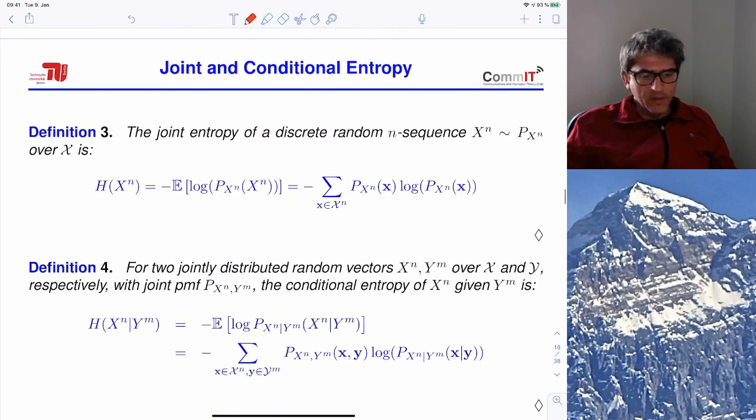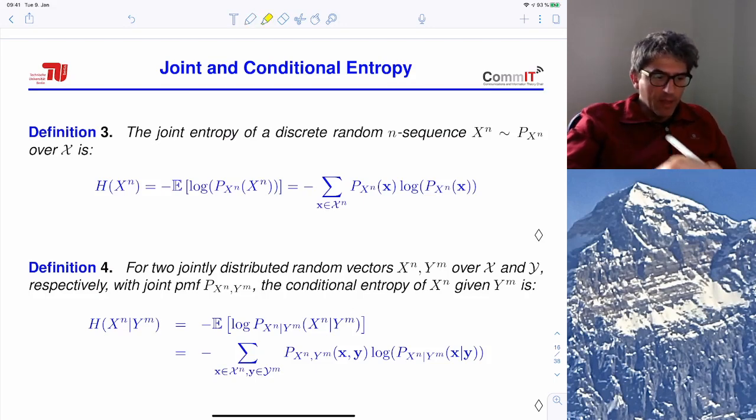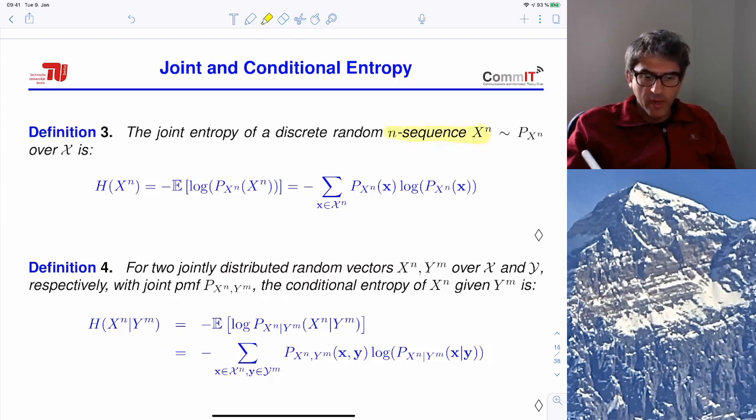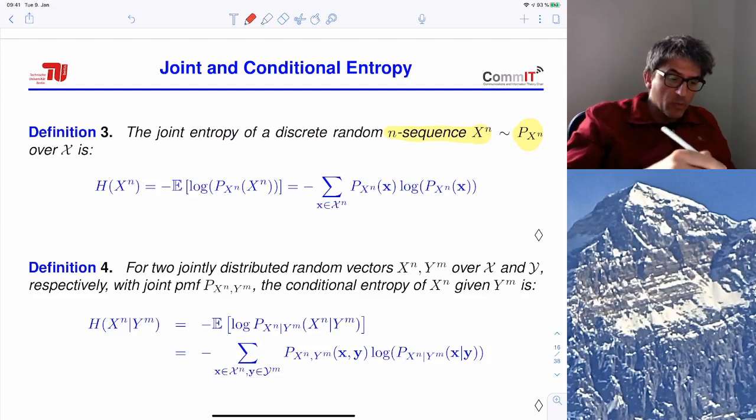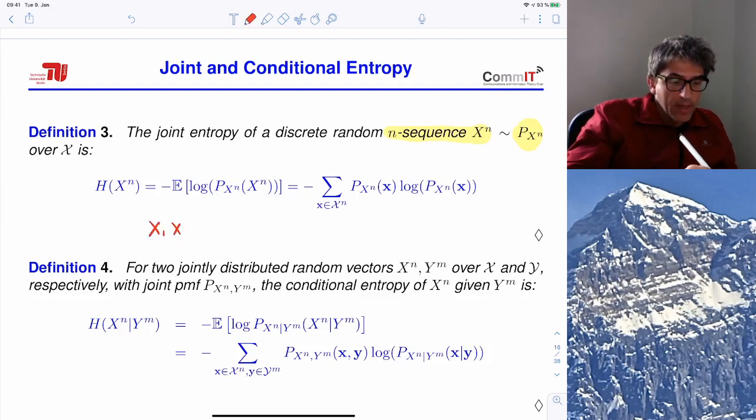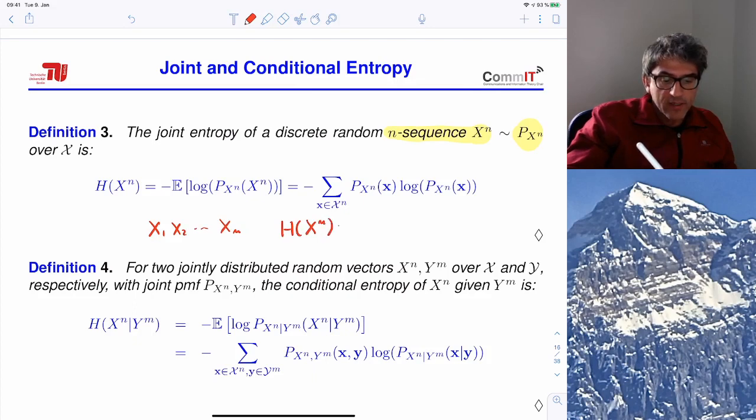So at this point, we can also generalize the definition of entropy to random sequences. In particular, when I have a sequence X^n with a joint probability mass function p_{X^n}, it's called joint entropy. Joint entropy of what? Joint entropy of all the random variables that form the sequence X1, X2, ..., Xn. So writing H(X^n) is the same as H(X1, X2, ..., Xn).